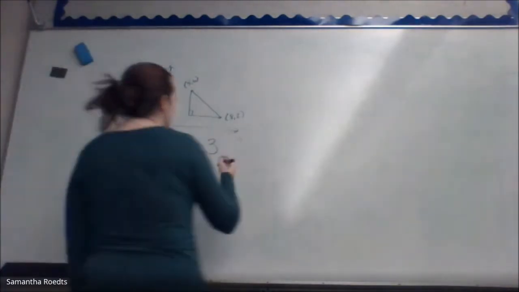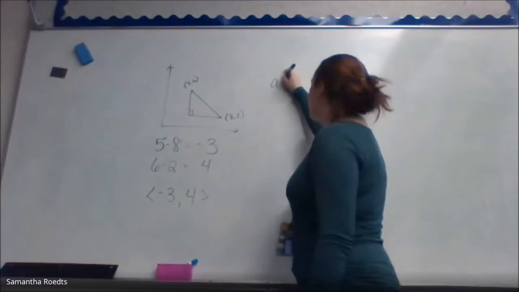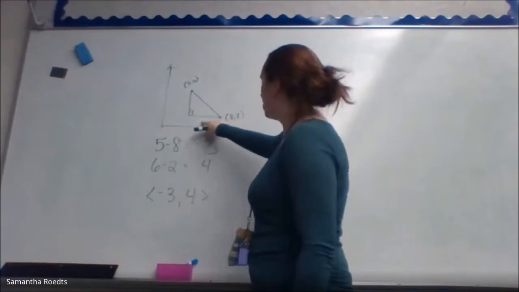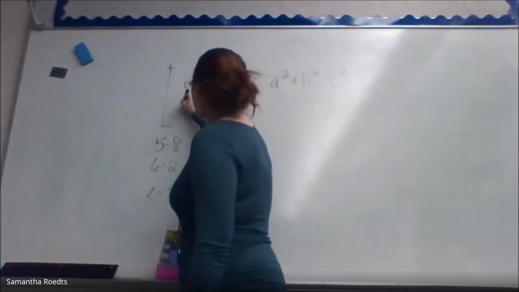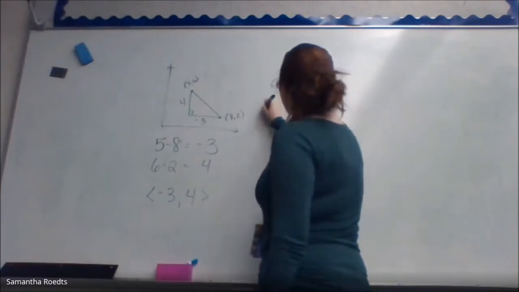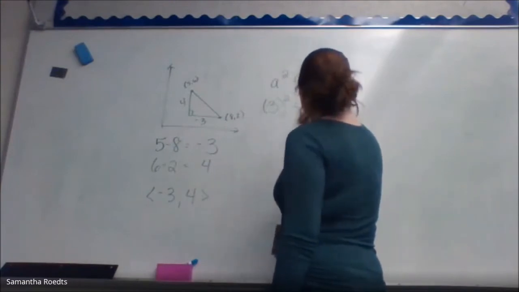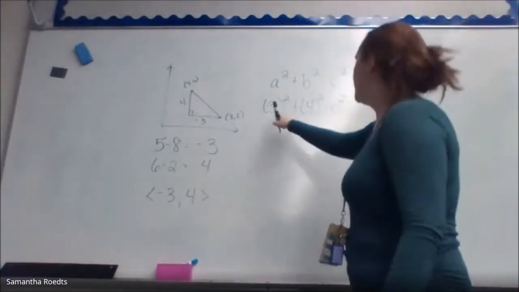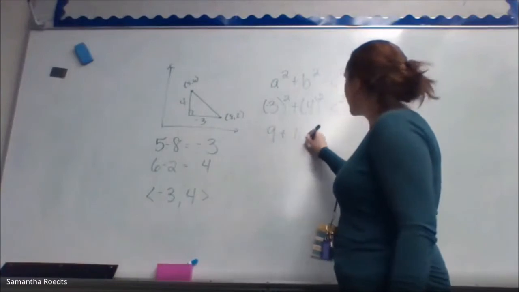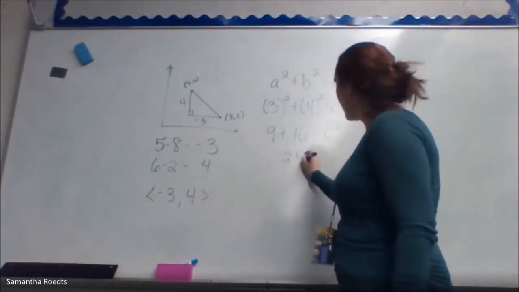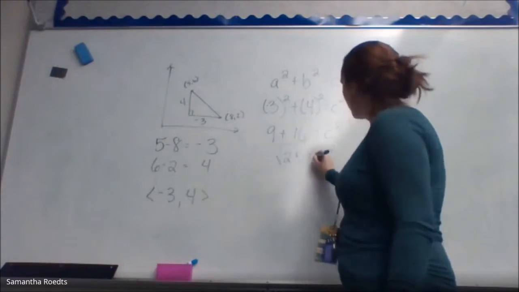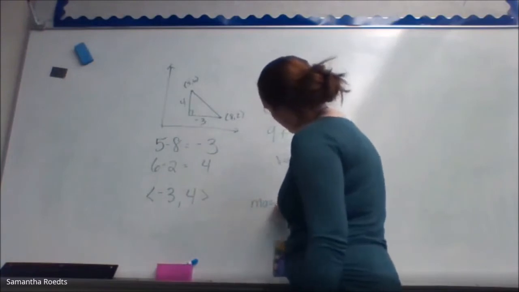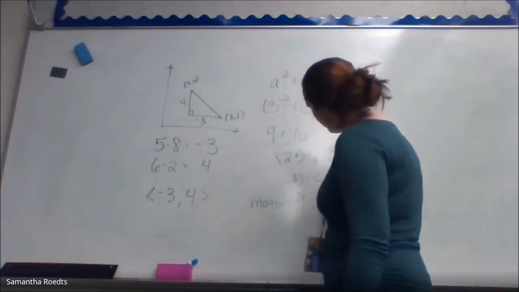For my magnitude, I'm going to use the Pythagorean theorem, a squared plus b squared equals c squared. This change we said was -3. This change was 4. So I'm going to take -3 squared plus 4 squared equals c squared. -3 squared is 9. 9 plus 16 is 25. So I have 25 equals c squared, which gives me 5 equals c. So my magnitude is 5.